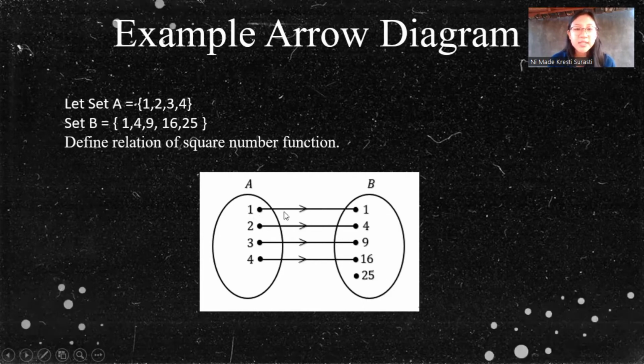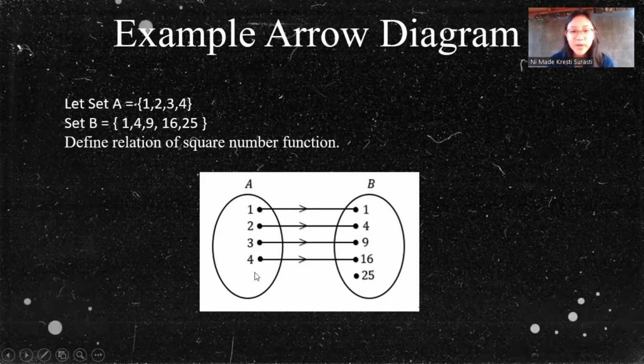So 1 is the square number of 1, so 1 is related to 1. 4 is the square number of 2, so 2 is related to 4. 9 is the square number of 3, so 3 is related to 9. And 16 is the square number of 4, so 4 is related to 16.